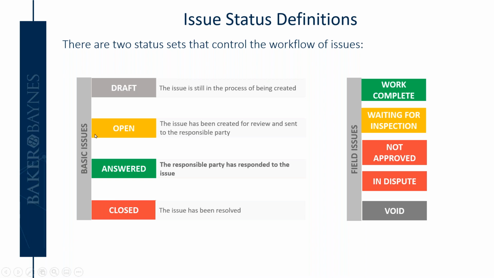Status definitions, there's two different sets of issue statuses. The basic one will be the standard one that gets created. If you do want to use field issues, you can go and change it, but typically we find that field issues are better used in the BIM 360 built environment because these refer to field work. I think it's good to just have a definition of these issues so that people aren't confused between what is answered or closed or void, or what these issue definitions actually mean.